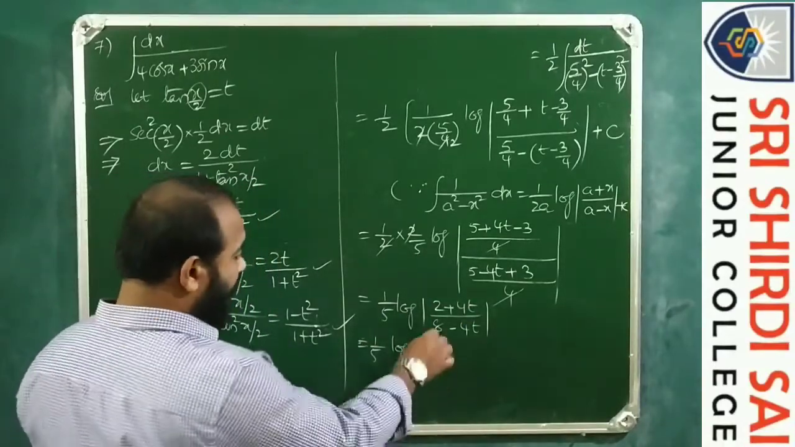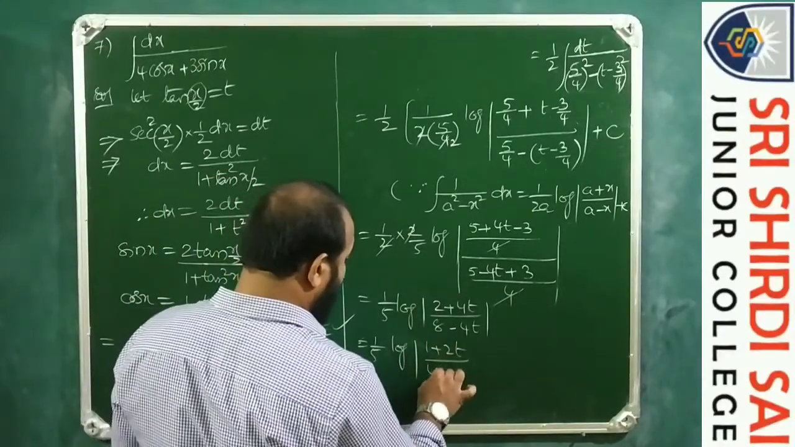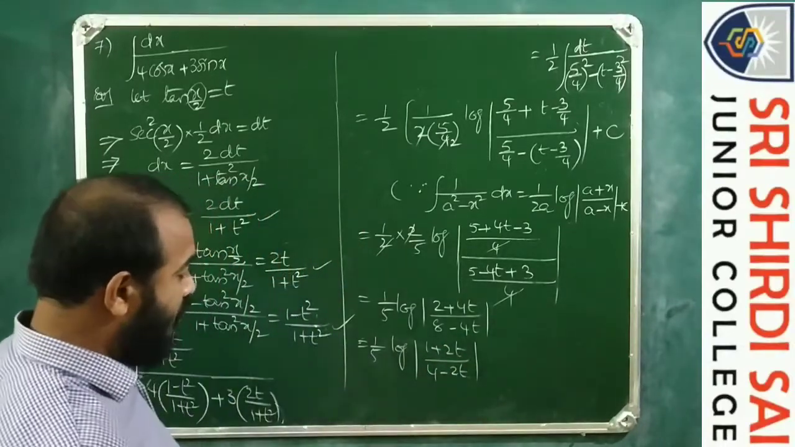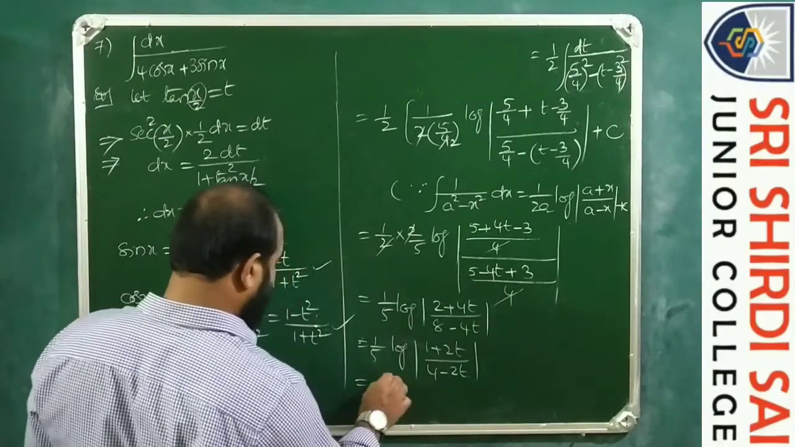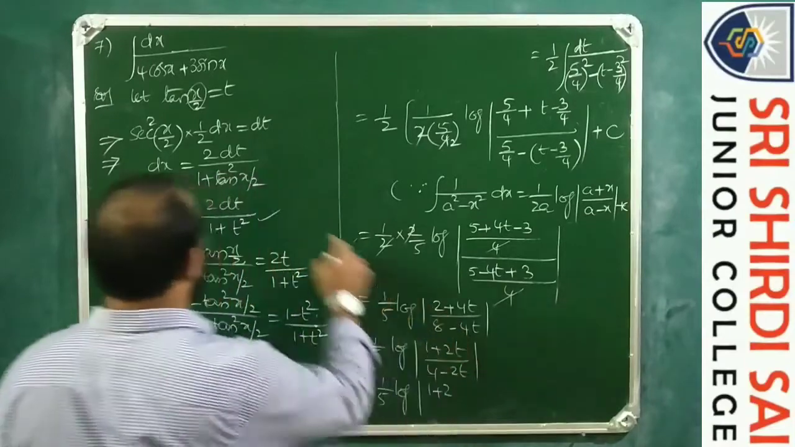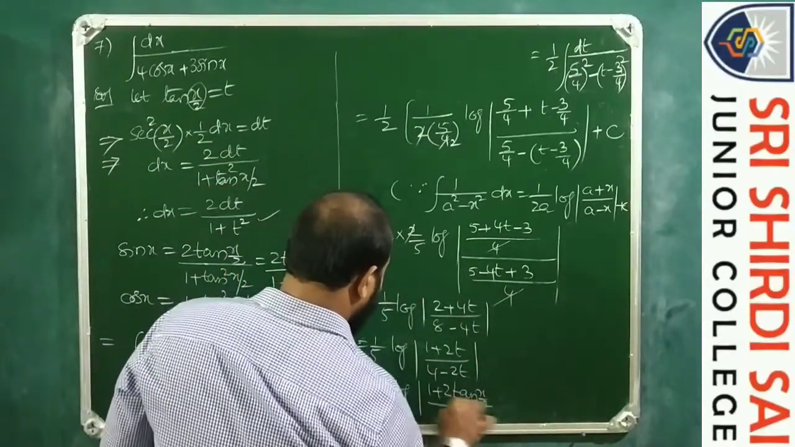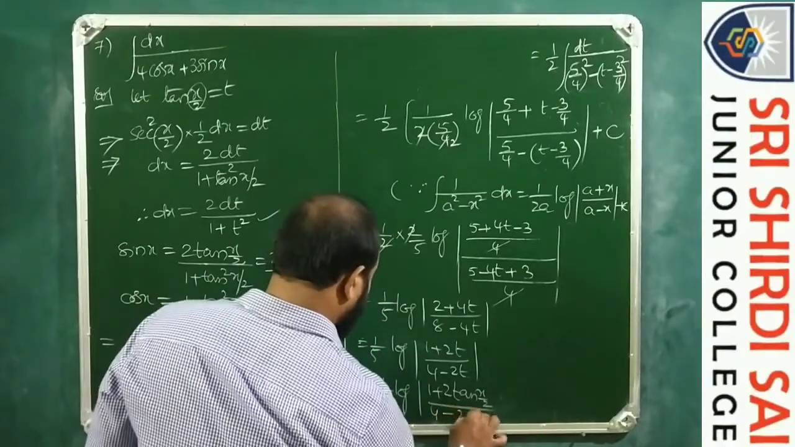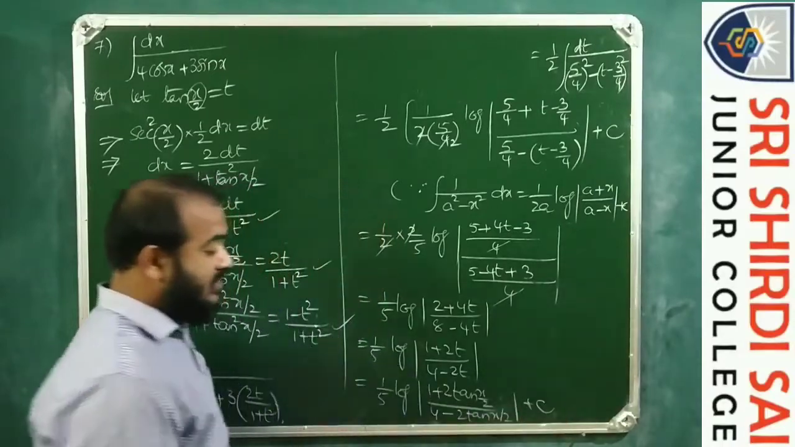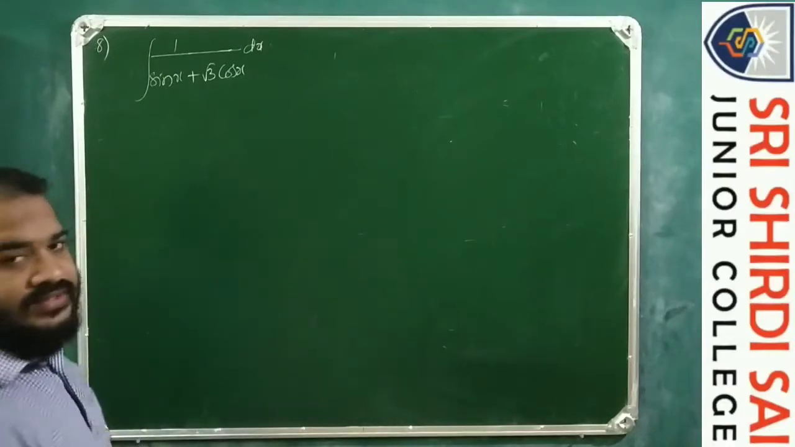If you cancel, then we will be getting 1 plus 2t by 4 minus 2t. So this is equals to 1 by 5 log 1 plus 2, in the place of t substitute tan x by 2, 1 plus 2 tan x by 2 by 4 minus 2 tan x by 2 plus constant of integration c. And next is integral 1 by sin x plus root 3 cos x dx.